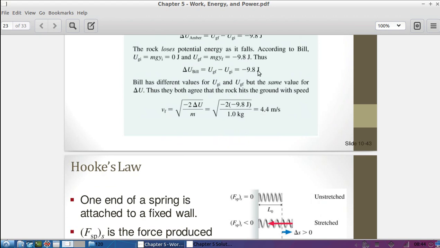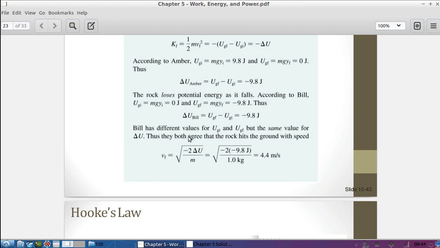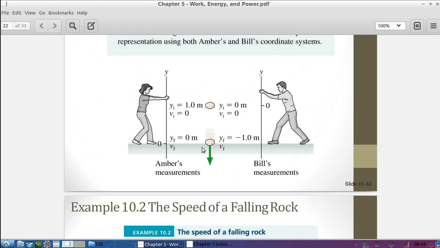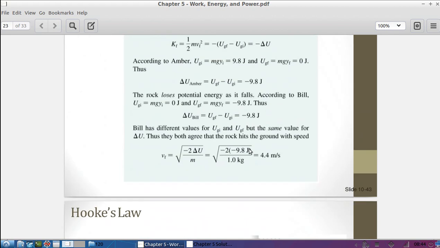For both Amber and Bill, again, I'm more concerned with the change in potential than the individual potentials at different positions in their coordinate system. For fun, you can use free fall kinematics and verify v final. You can verify that final velocity using kinematics.